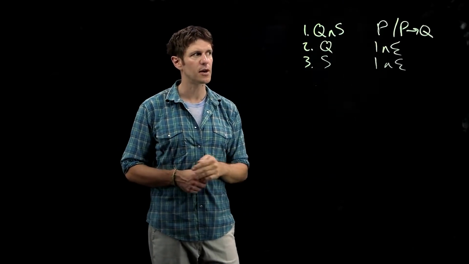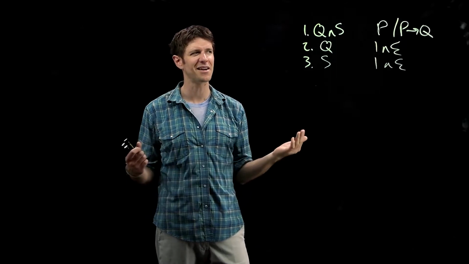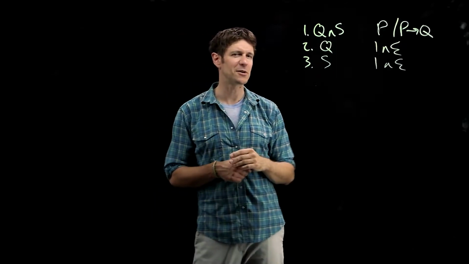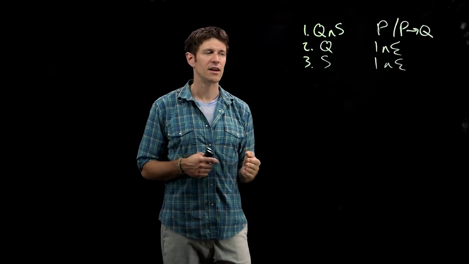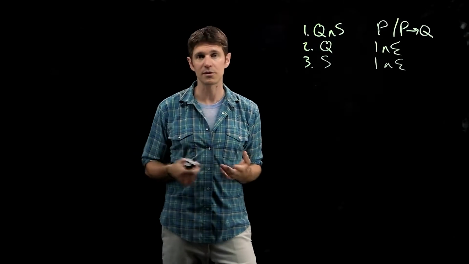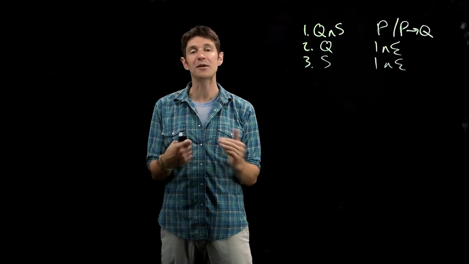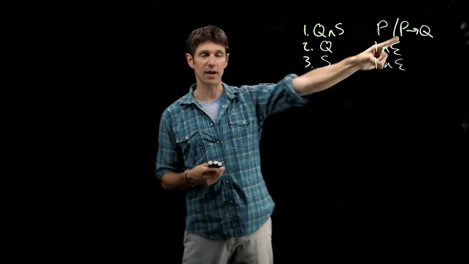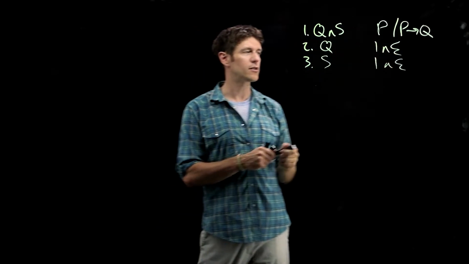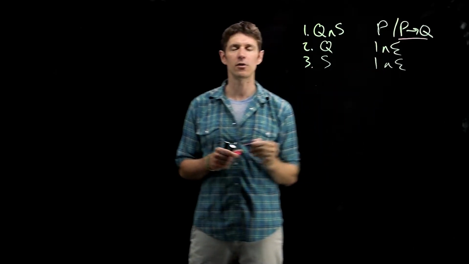Now at this point, you might say, I'm stuck. I'm not really sure what to do. I don't know how to solve this. And you might start using rules blindly. The suggestion then is to not use rules blindly, but look at the conclusion. Our conclusion here is P right arrow Q.